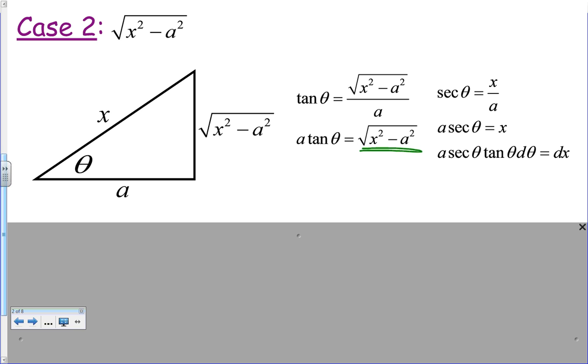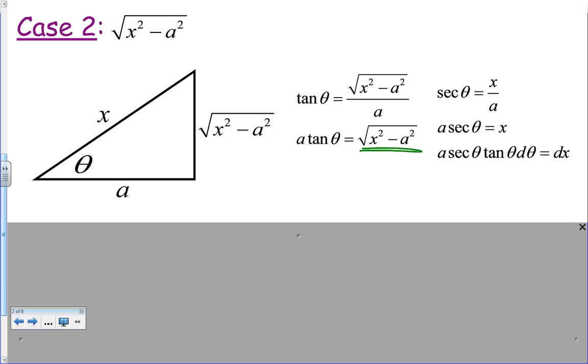And now I also need to find out what dx is equal to, so use the other two sides here, actually the hypotenuse and the adjacent side. Again, the adjacent side is a side that has the constant there. That's what we always want to include. So the secant of theta would be x over a. Solving that for x, a secant of theta would be equal to x. And now to find the differential of x, I have to take the derivative, or the differential really, of both sides. So it's a times the derivative of secant, which is secant of theta tangent of theta d theta. And that's equal to the differential of x, which is just dx.